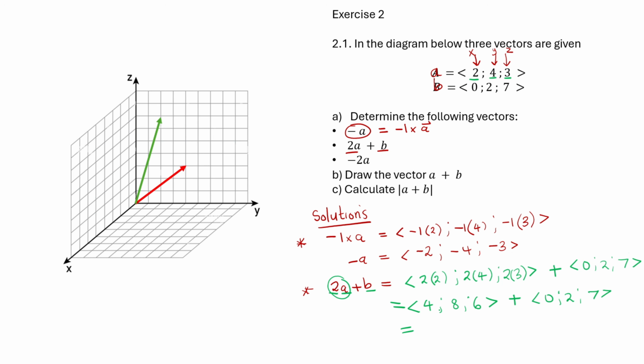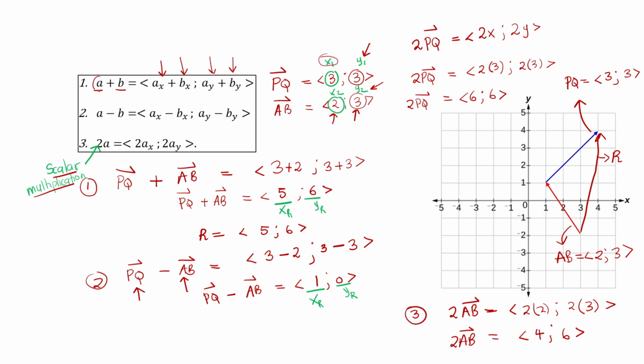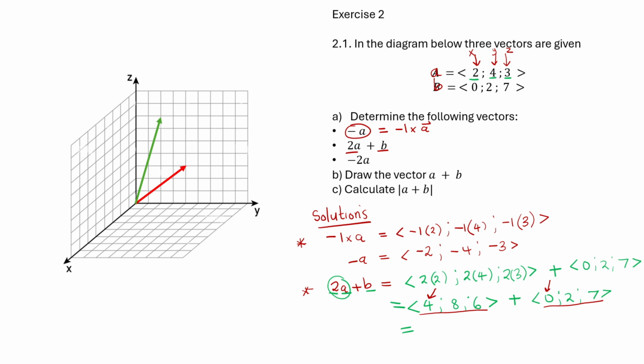So in this case now you are adding two vectors. The first vector is 2A, and these are its components. And then this is the second vector, which is positive B, and these are its components. Remember that when you are adding two vectors, the law says you add their corresponding components. So you add their x components together, you add their y components together. So here you add 4 plus 0, which will be 4.